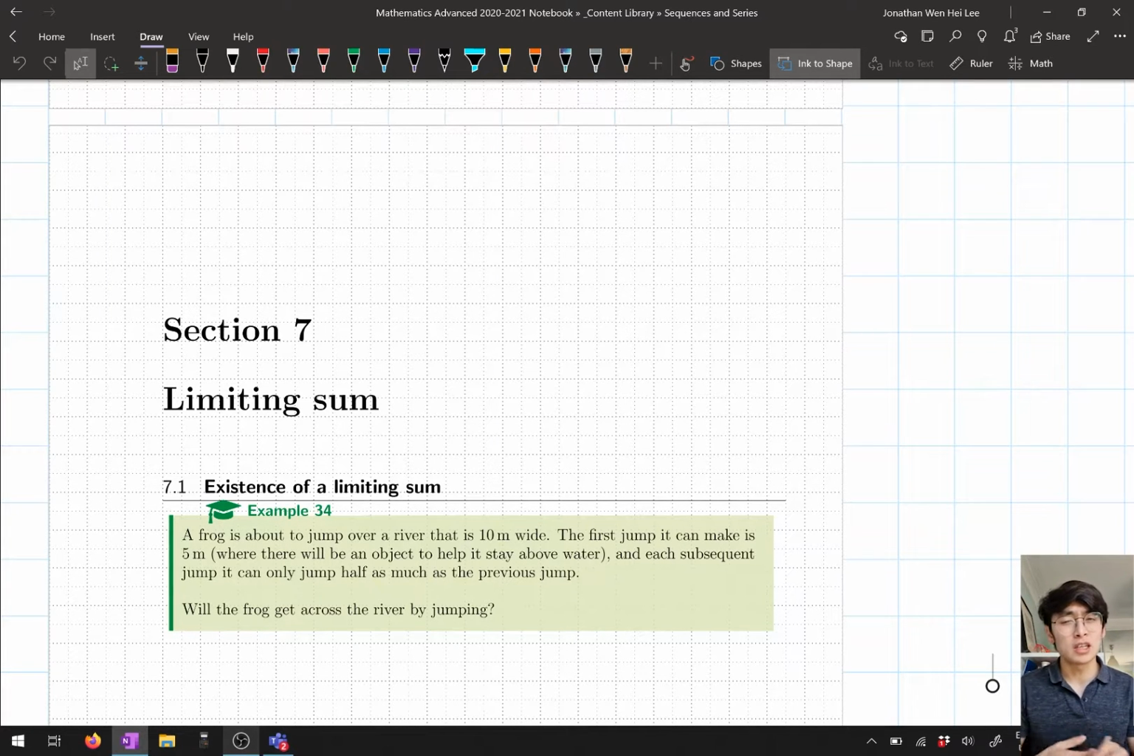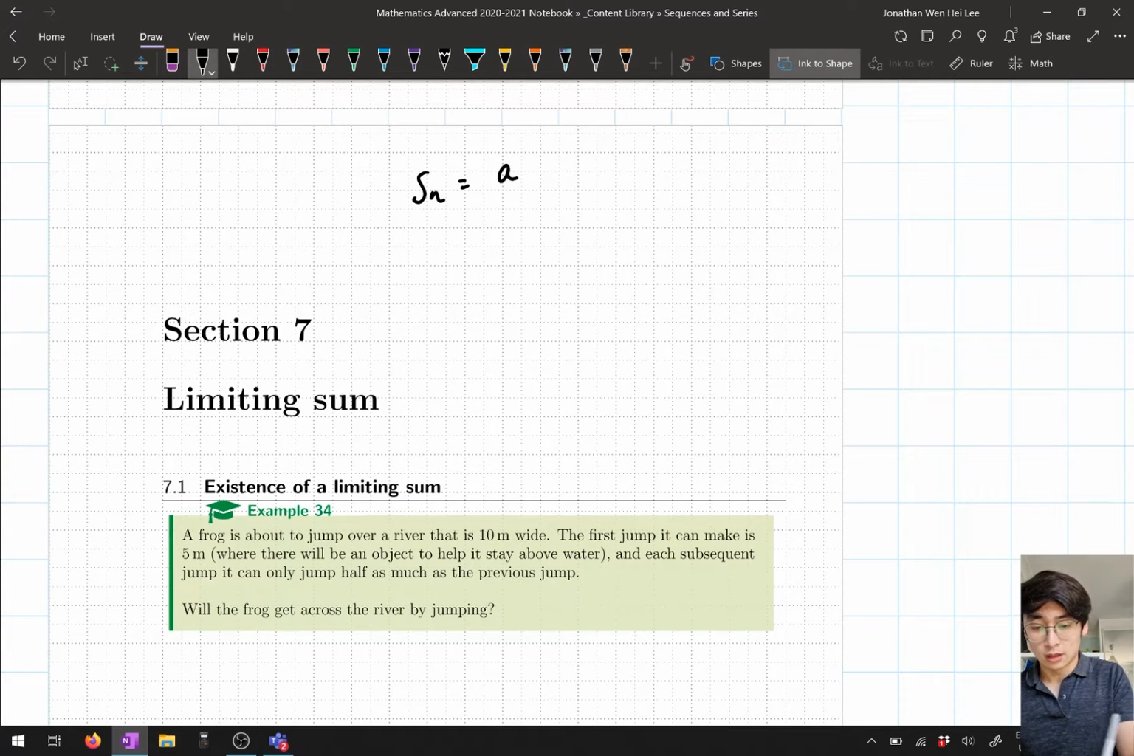In today's lesson we're continuing with our topic of sequences and series, and we're going to be talking about a thing called a limiting sum. Now in the last lesson we talked about a geometric series, and in a geometric series we are adding up the terms in a geometric sequence, and so the sum for a geometric series is a times r to the power n minus 1 over r minus 1.